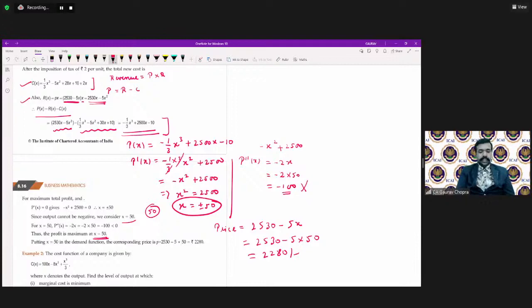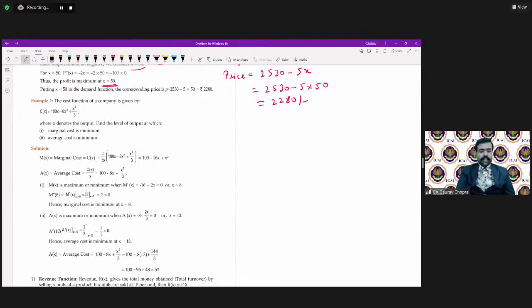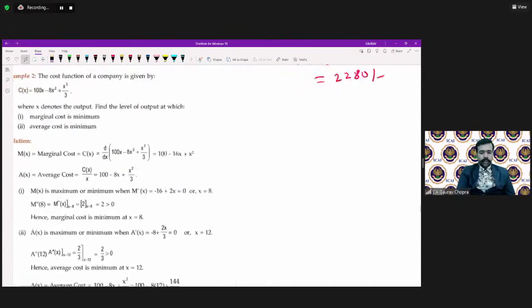So this was basically example number 1, the application based question. Let us do some more questions based on this application.